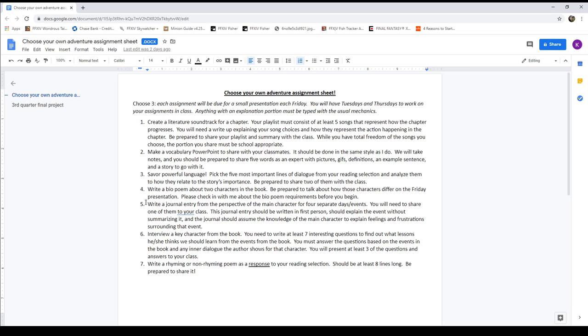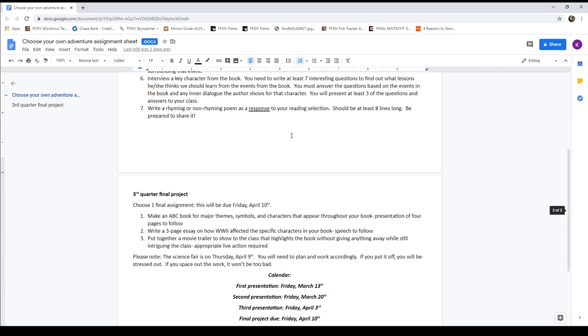So those have been the 7 assignments you could choose from. And you're going to have 3 by the end. You cannot double up on any of them. Anything that's typed or anything that's written does have to be typed.